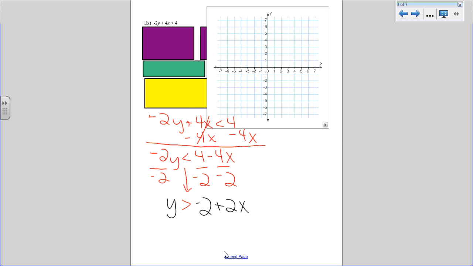Where do I start my graph according to my equation? -2. And then what am I going to do with that 2 from my slope? I'm going to go up 2, and Darlene, how many will I go over? Good job. So we'll go up 2 over 1. Up 2 over 1. We're going to take this all the way across our paper, guys.